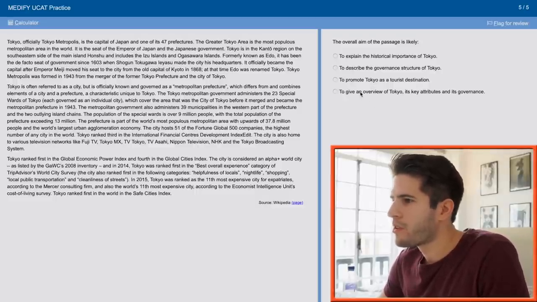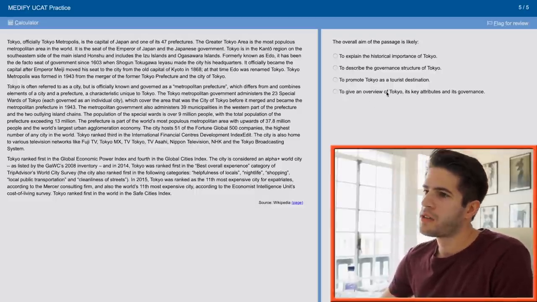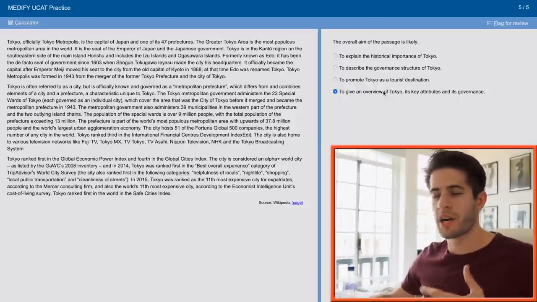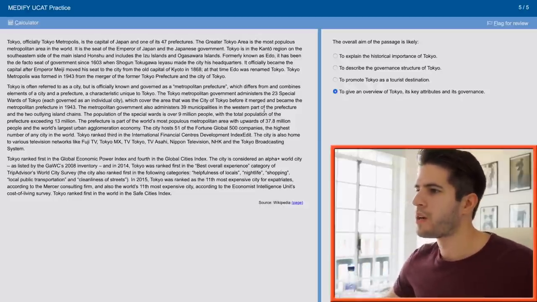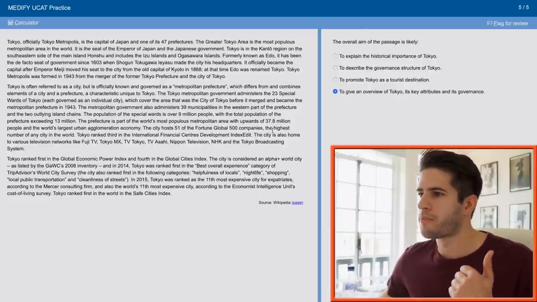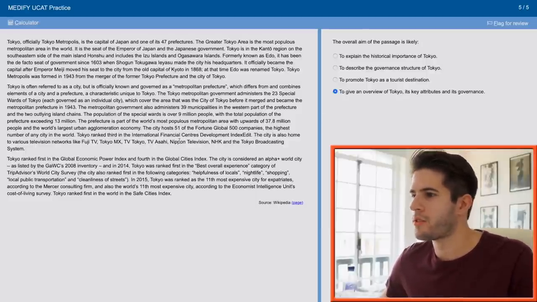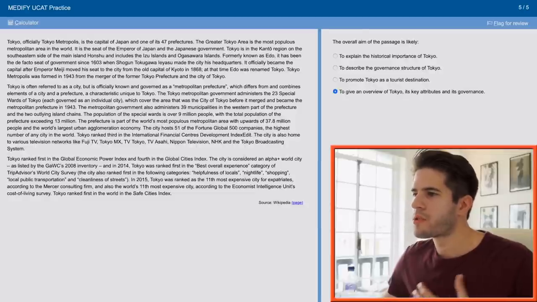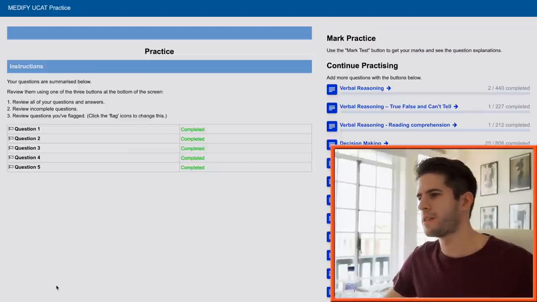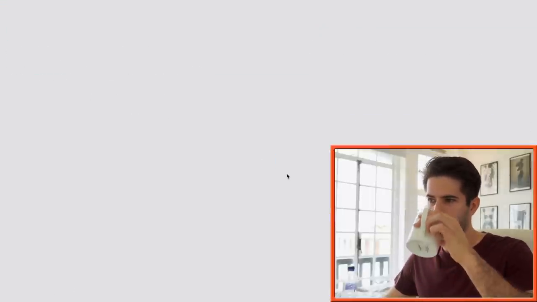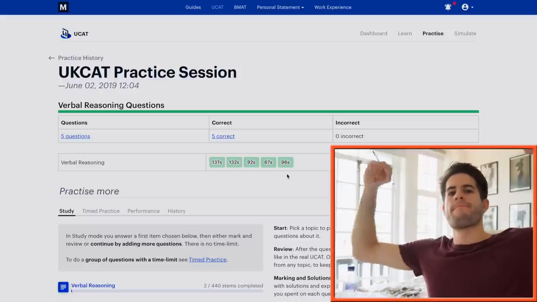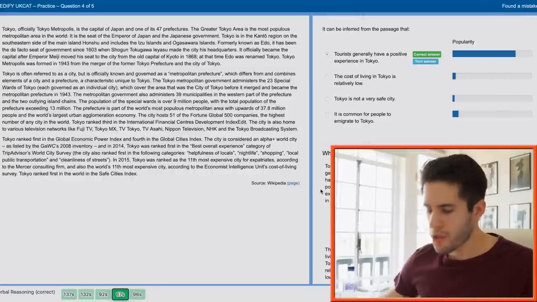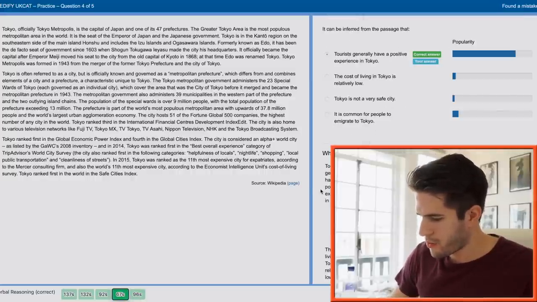To give an overview of Tokyo, its key attributes, and its governance. To me, I think this might be better, because it's more holistic of what the entire three paragraphs are talking about. It talks about the governance, it talks about different parts of Tokyo, and it gives an overview about tourism and stuff like that. I'm gonna go with this one. This is the most generalized one. All right, let's see what I got. Let's go. Cheeky 5 out of 5. All right, dope. We're doing good.